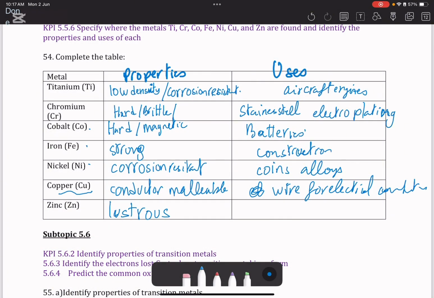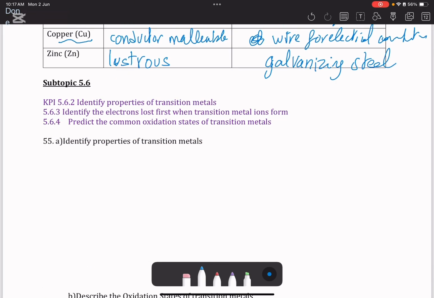And it can be used in galvanization as a sacrificial electrode to protect whatever metal that we want to protect from corrosion. So galvanizing steel, it can protect steel from corrosion.